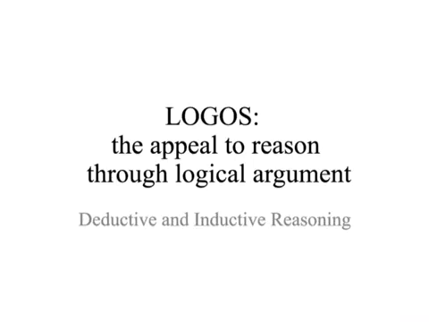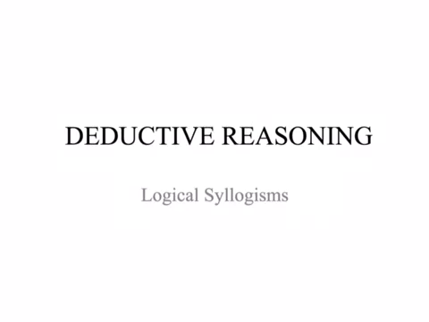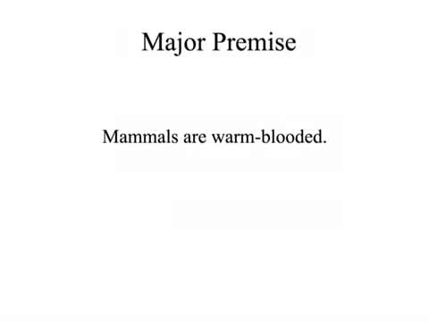This video will explain how we use deductive and inductive reasoning to create logos in writing and speaking. When we use deductive reasoning, we're creating something called a logical syllogism. A logical syllogism has three parts: a major premise, a minor premise, and a conclusion or proposition. We're going to look carefully at each of those three parts with an example on the next few slides.